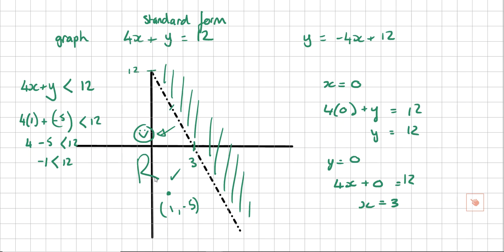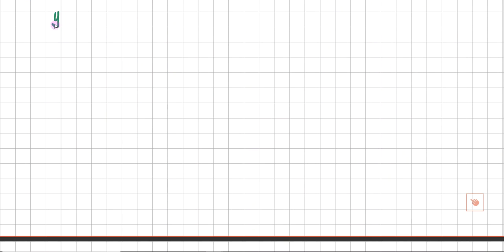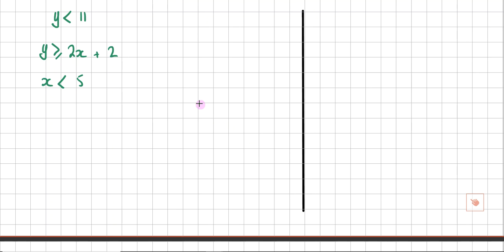Graphing systems of inequalities is just the same thing: another straight line, and then you just choose a point. So for instance, if I had more than one, like I've got y must be less than 11, and y should be greater than or equal to 2x plus 2, and I should say x is less than 5, I would have 3 different inequalities, and I'd have to draw all of them.